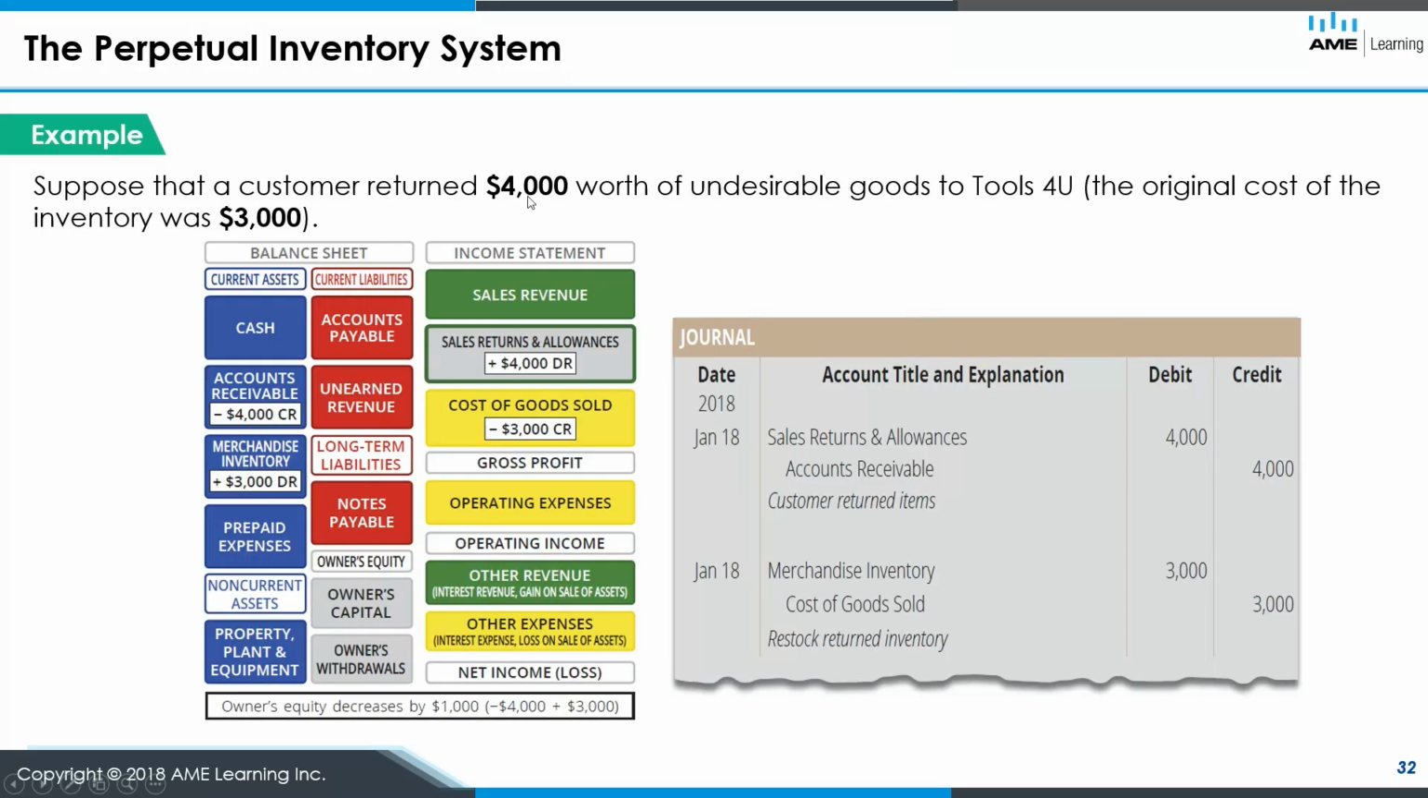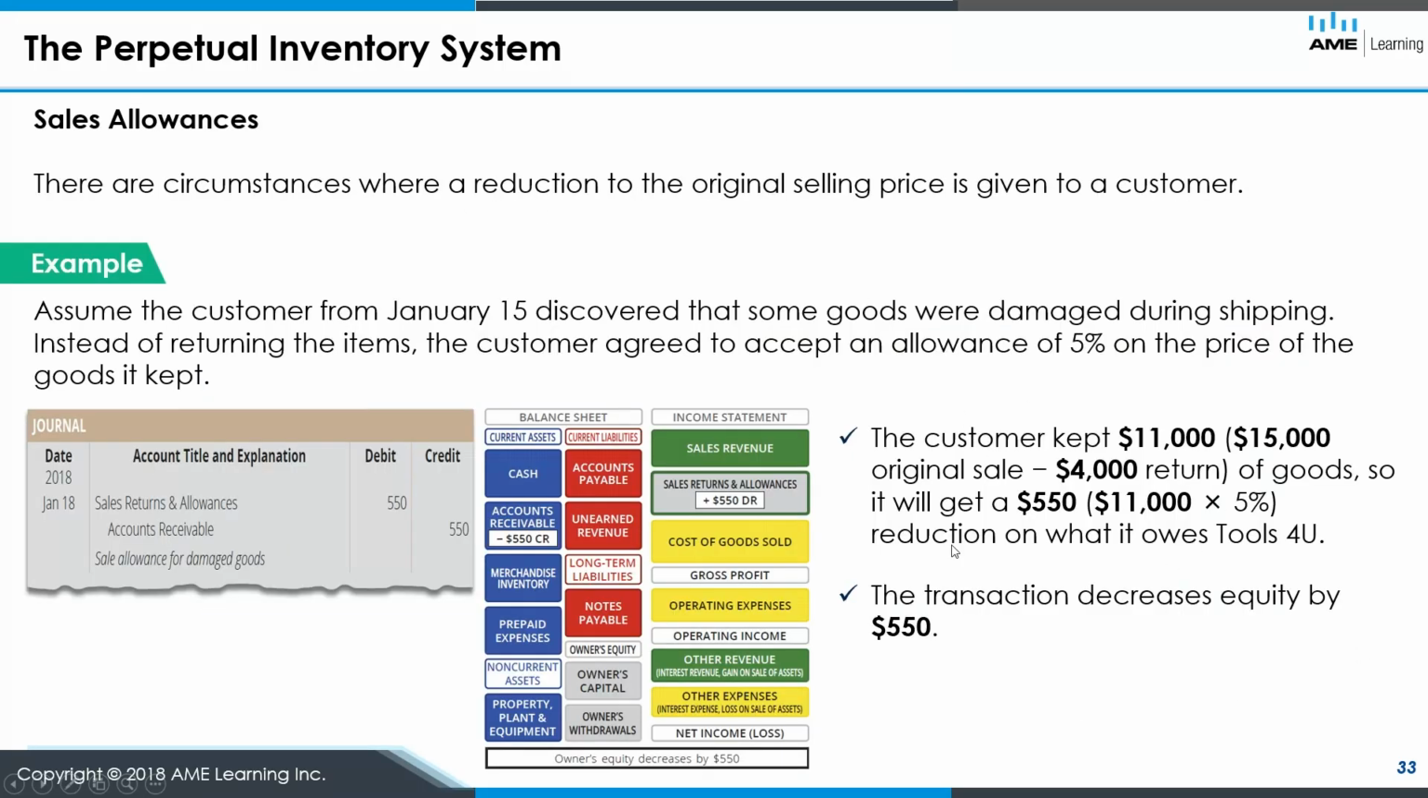Let's see, so they returned 4,000. So we're kind of combining this here. So they sent back 4,000 and kept the 11,000. So they're going to get a 5% discount on that 11,000. And so we just multiply 11,000 times 5%.